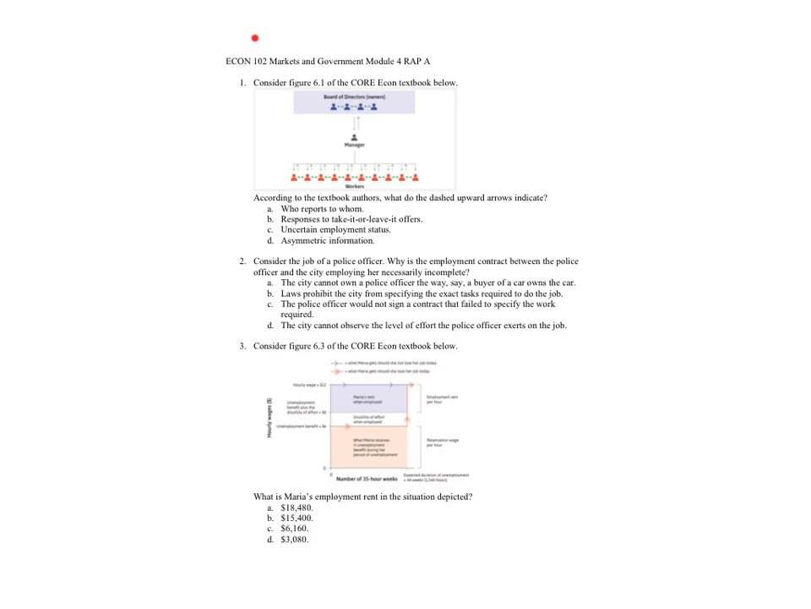This first one, there's a laser pointer. According to the textbook authors, what do the dashed upward arrows mean? It's these. Who reports to whom? Not a bad guess. Responses to take it or leave it offers? No. Uncertain employment status? Maybe, but so not a bad answer. But you'd have to have it in your notes.